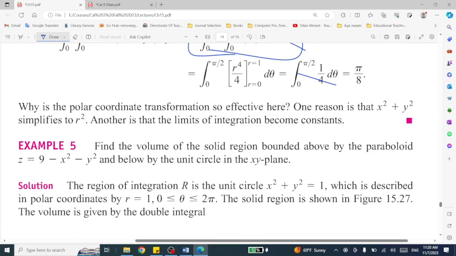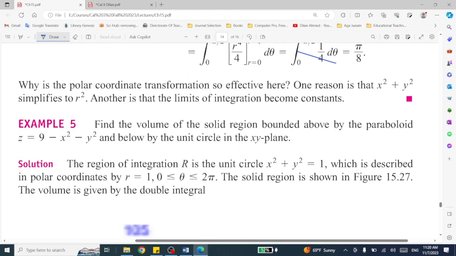This example is easier. Example 5. Example 6 is very important because it is mostly asked. Most of the exercises in the exam are like that. Look at here.